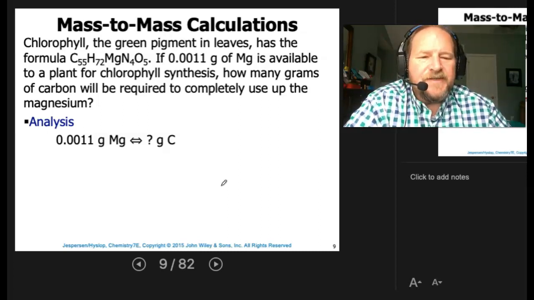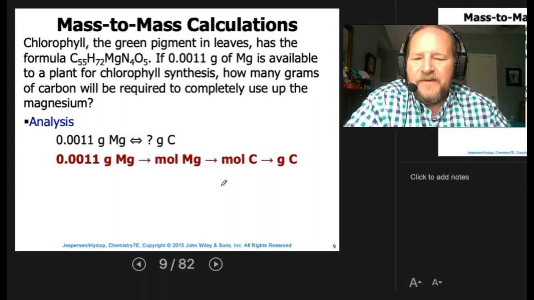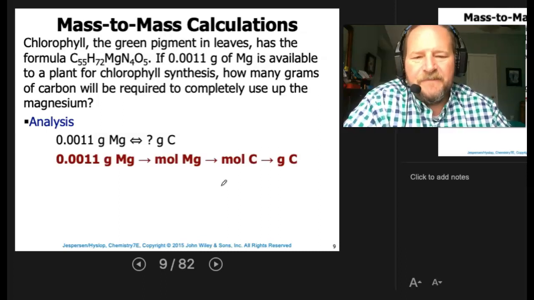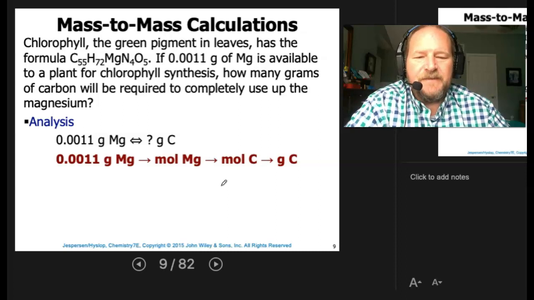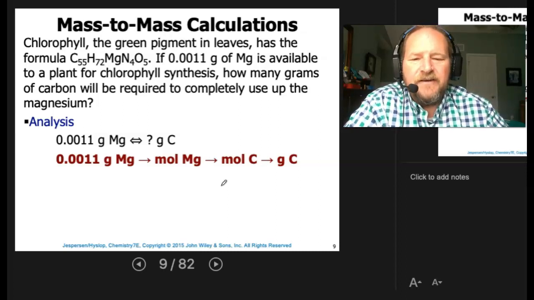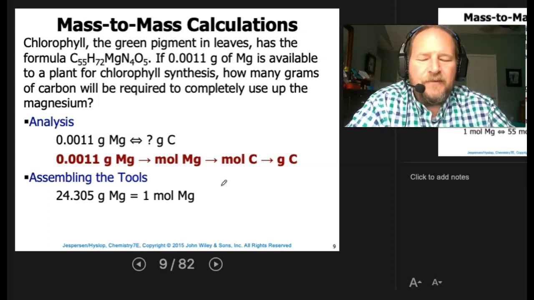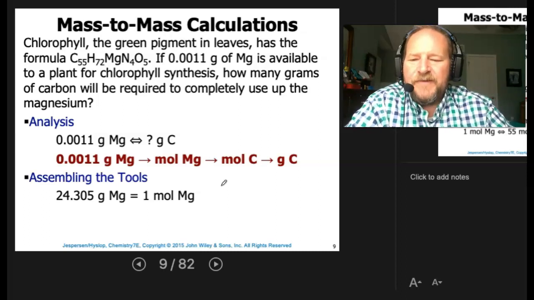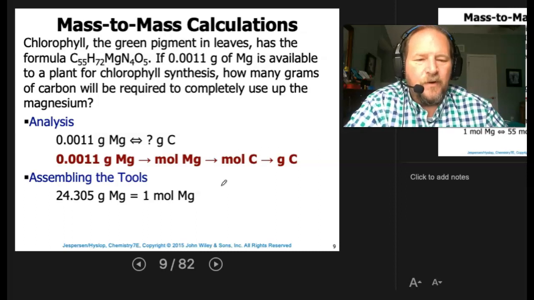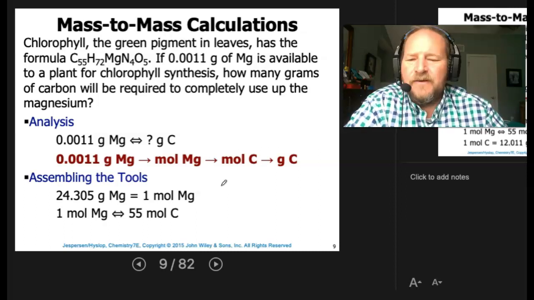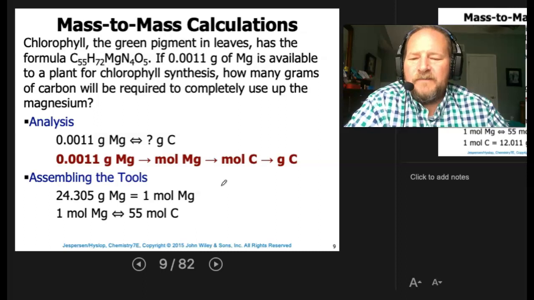Again, we're going to have a 3-step process. We're going to figure out moles of magnesium from our grams of magnesium. Then we're going to relate moles of magnesium to moles of carbon. Finally, we'll take that mole of carbon and turn it back into a mass, and we'll have a mass of carbon. So assembling the tools then, we'll go to our periodic table. We know we have 24.305 grams of magnesium for 1 mole of magnesium. We know for every 1 mole of magnesium, it's going to be 55 moles of carbon.